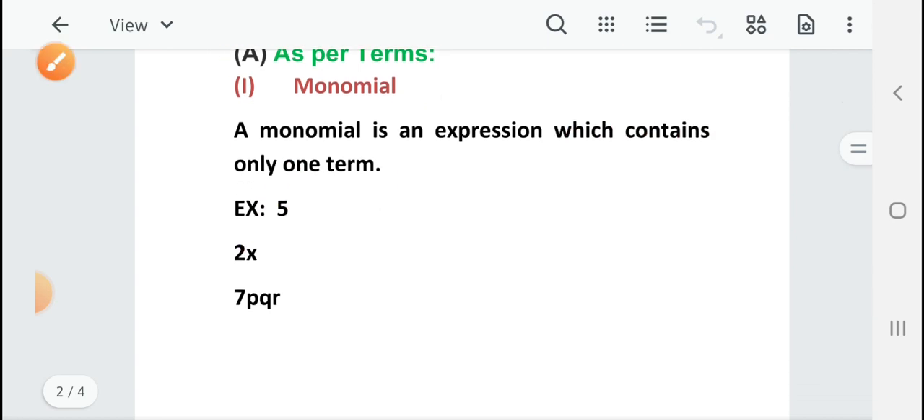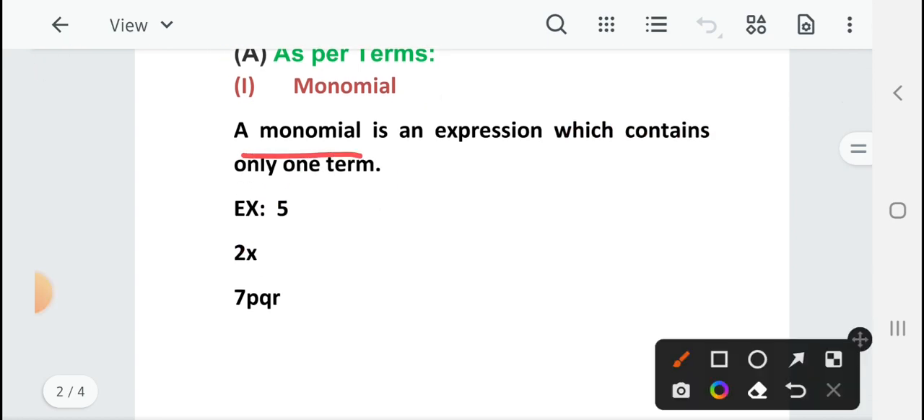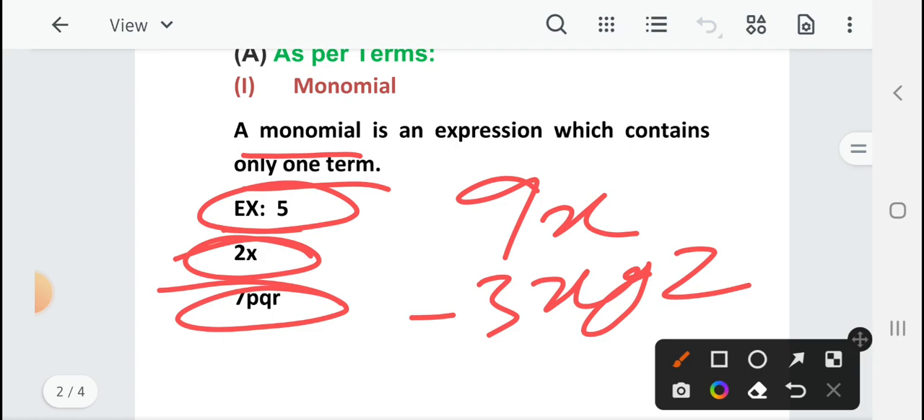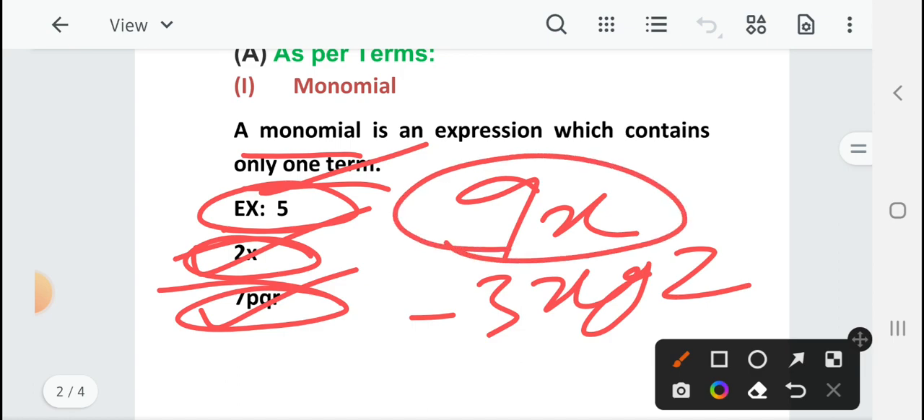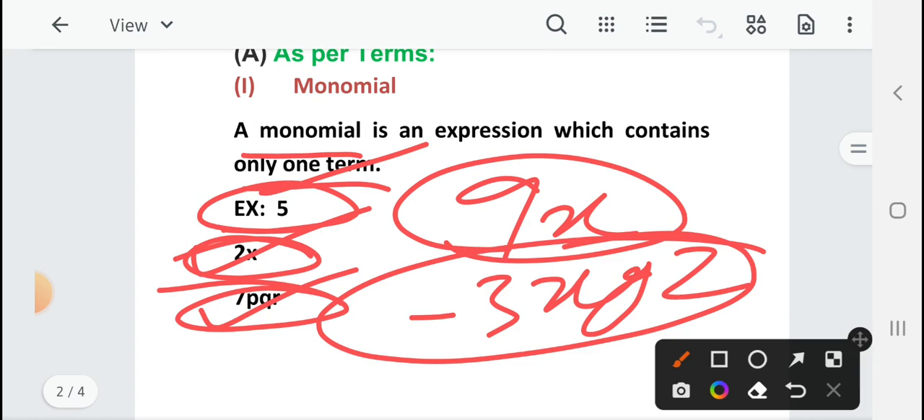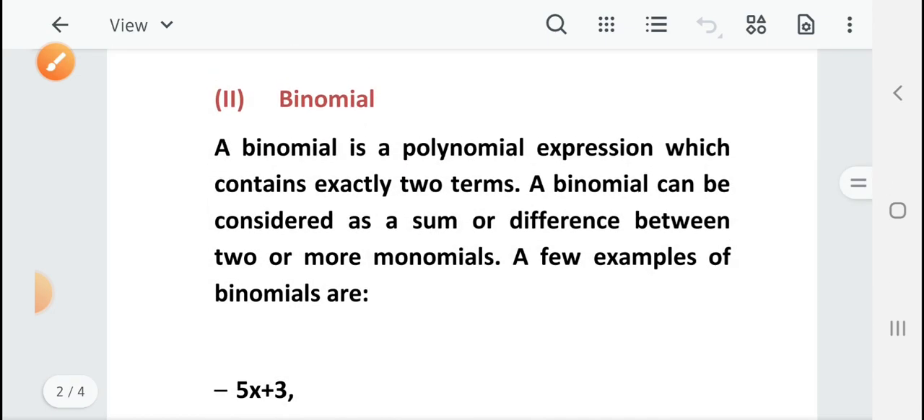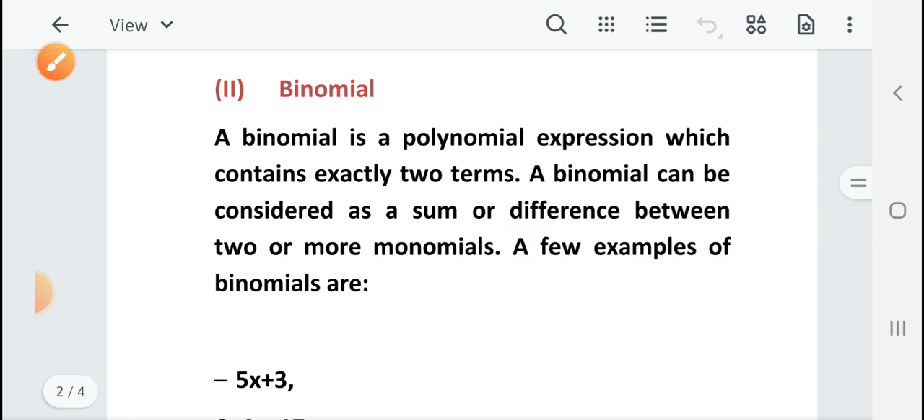In the monomial case, you'll find only one term, like 5, 2x, 7pqr, and 9x minus 3xyz. These are all examples of monomials, because 5 is a monomial, 2x is a monomial, 7pqr is a monomial, as it is only one term. 9x is also one term, so it is also a monomial, and minus 3xyz is also one term, so it is also a monomial. Then binomial. In a binomial you will find two terms added or subtracted.